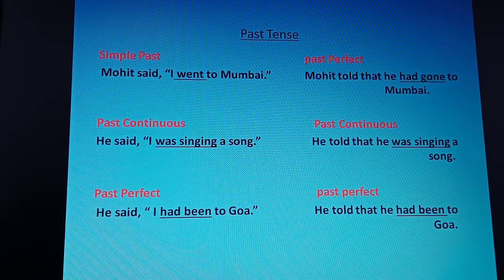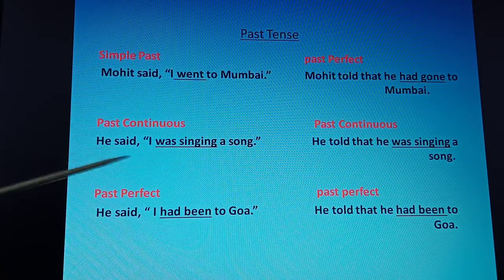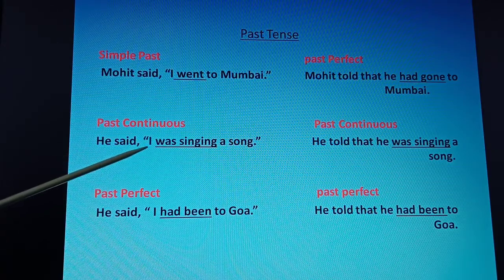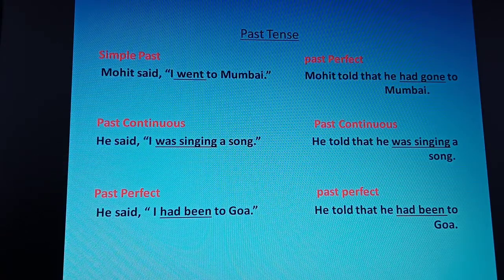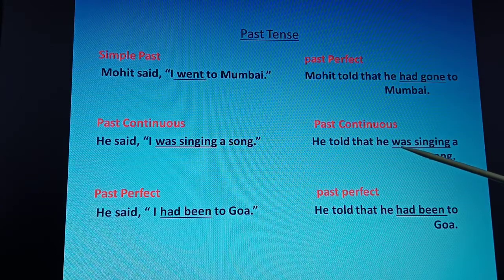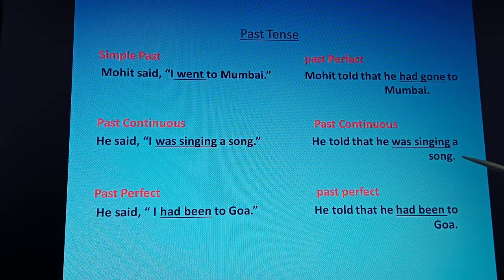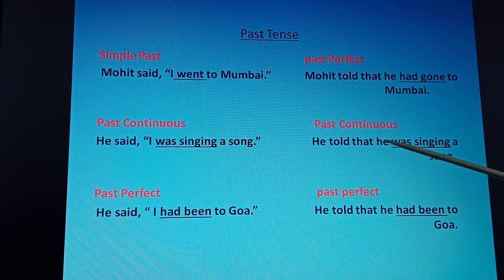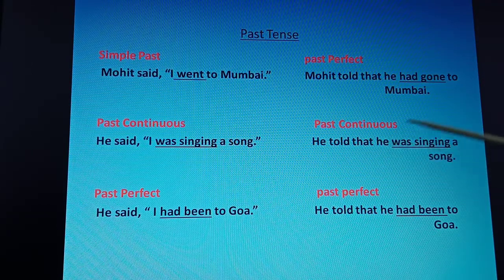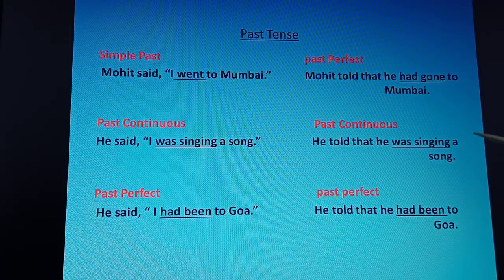See, he said, I was singing a song. Past continuous: he told that he was singing a song. Of course, the changes: the addition of the conjunction "that", the comma is removed, the inverted comma is removed, and the rest, all tense, remains the same. Past continuous will remain past continuous.